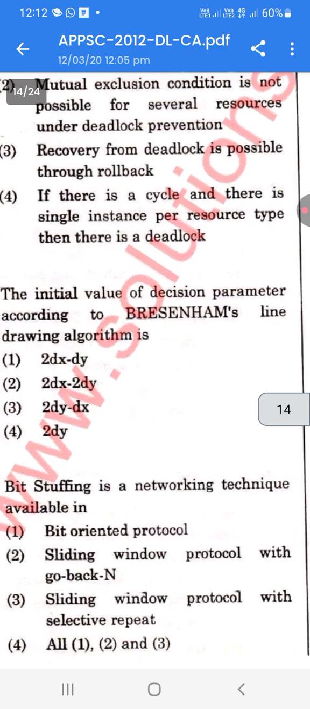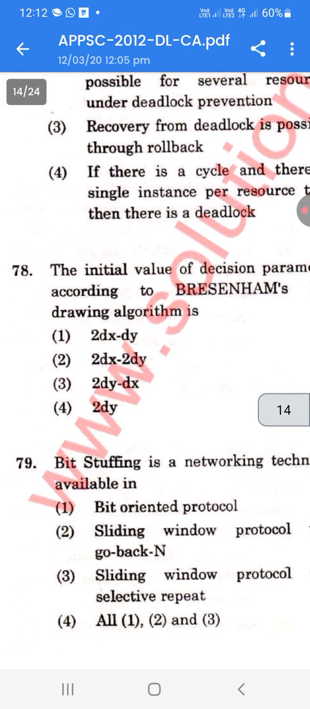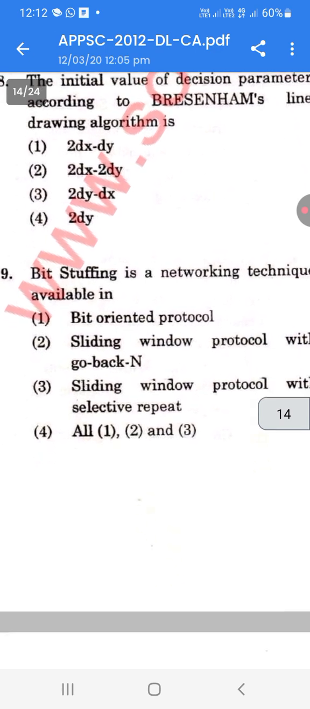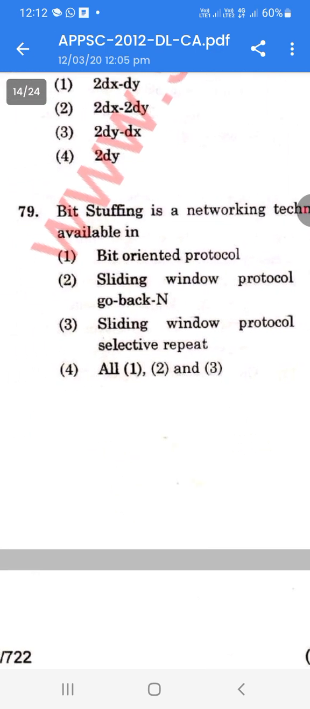The initial value of decision parameter according to Bresenham's line drawing algorithm is 2dy minus dx. 79. Bit stuffing is a network technique available in bit-oriented protocol.